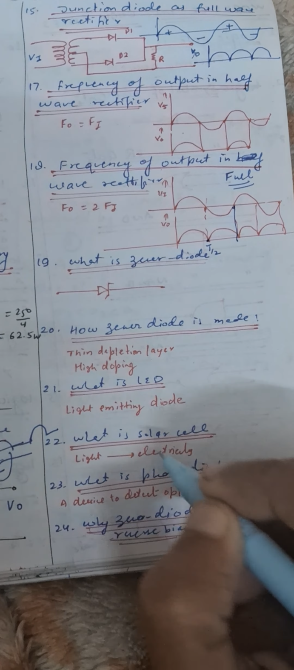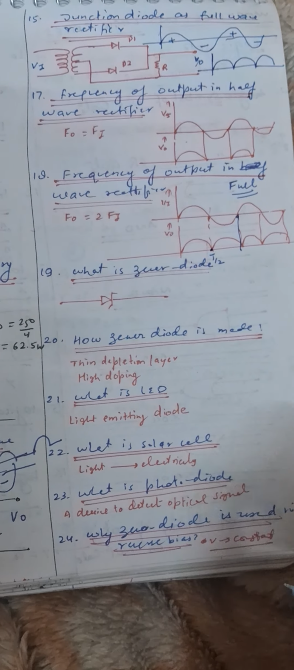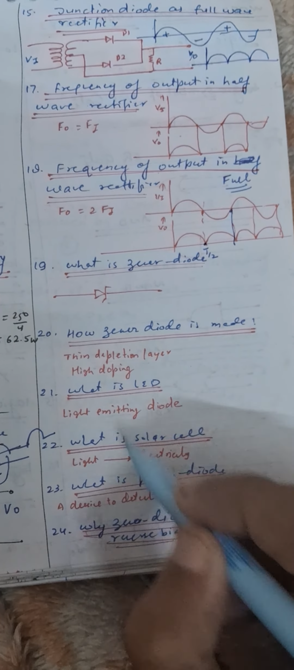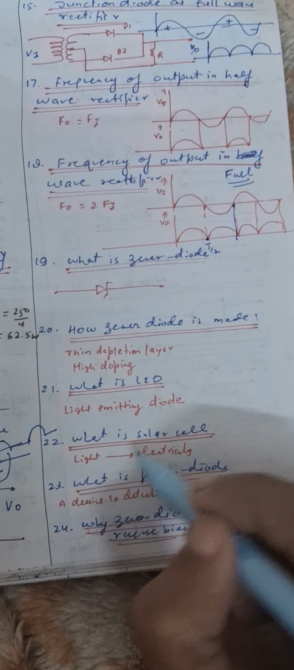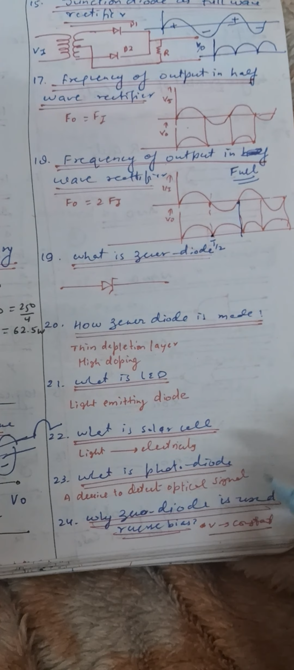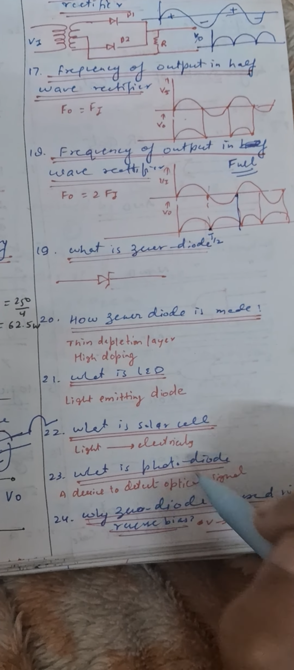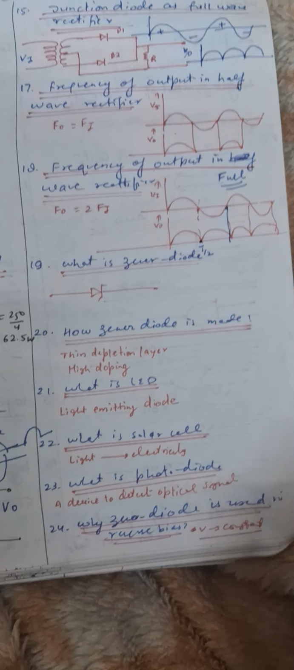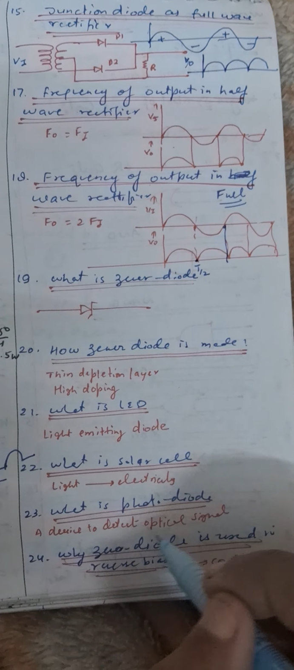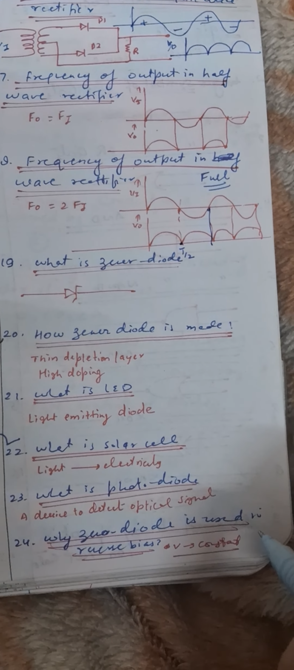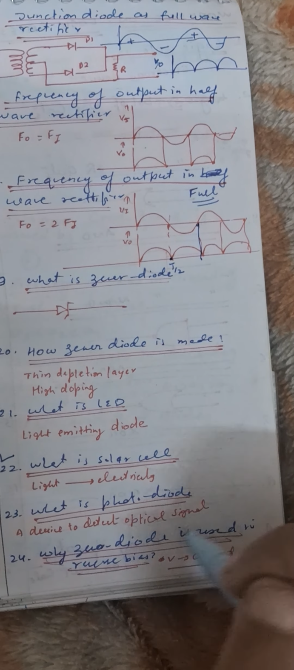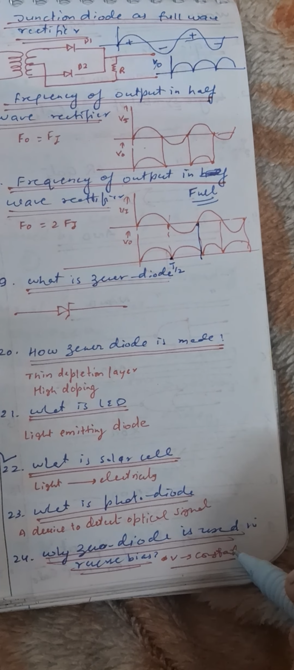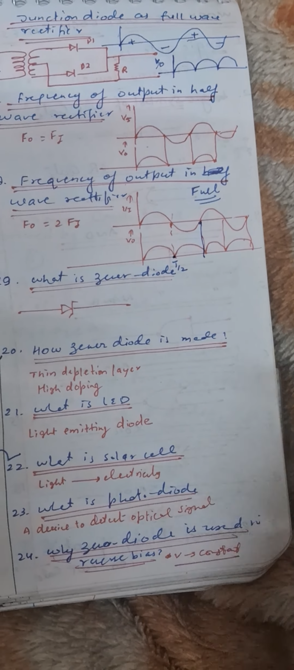Next is what is LED. LED is the light emitting diode. Next is what is solar cell. A solar cell is a device which converts light energy into electricity. We all are aware of this. Next is photodiode. A photodiode is a device to detect optical signals. Next is why zener diode is used in reverse bias. It is used so that the voltage across the zener diode remains constant with time.